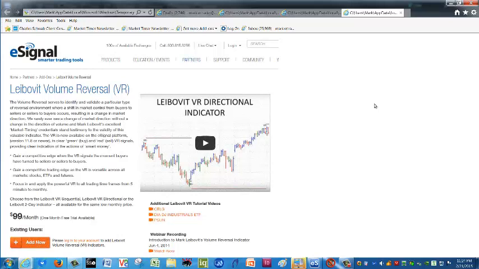The Leibovit VR incorporates 3 versions. We demonstrate the sequential version here, which posts all the Leibovit VRs. There is a directional version, which filters out repetitive VRs, and we have a 2-day version, which is based on the premise that following a volume reversal, negative or positive, you tend to get movement in that direction for a couple of days. So we created a 2-day version for you to check out. There's a little video on the eSignal website that you could check out, which summarizes those in a little more detail.